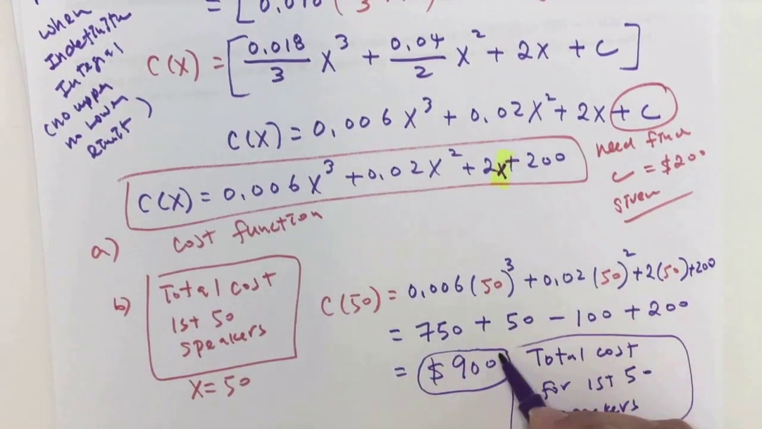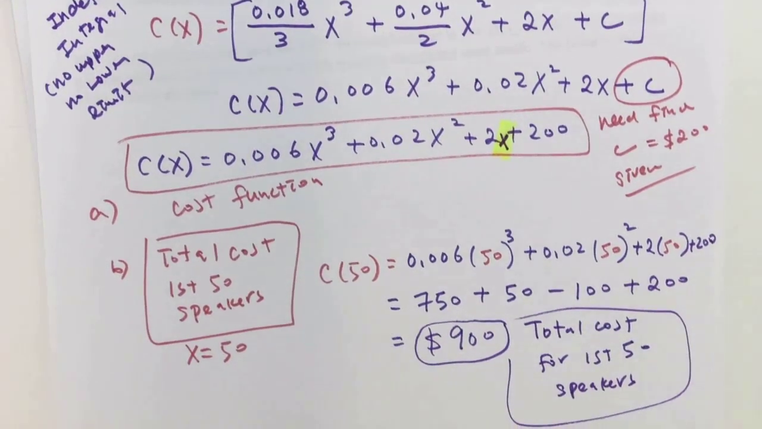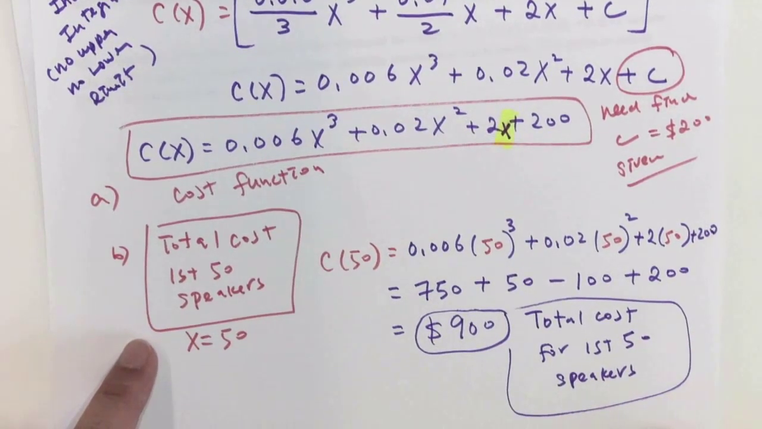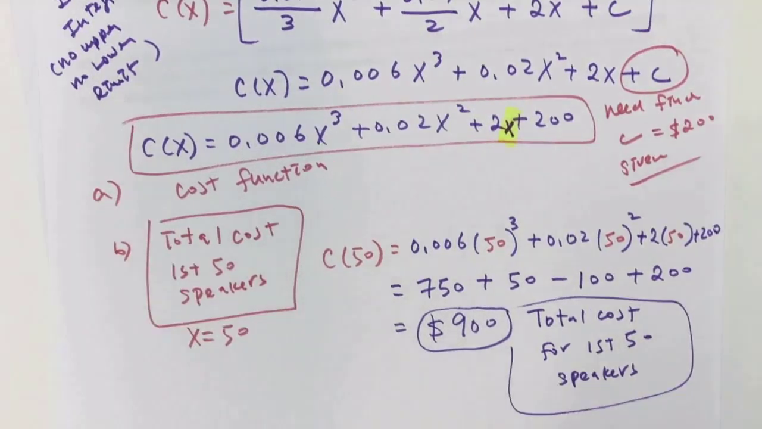Are we okay? So they give you the marginal cost function. To find the cost function, take the integral. Make sure you find your C. If they want the total cost for a certain number of units, just plug that number into your cost function.